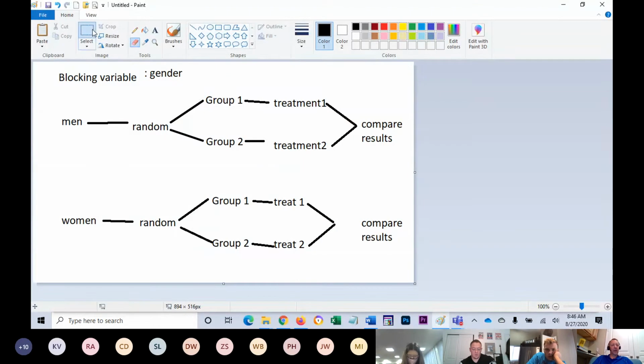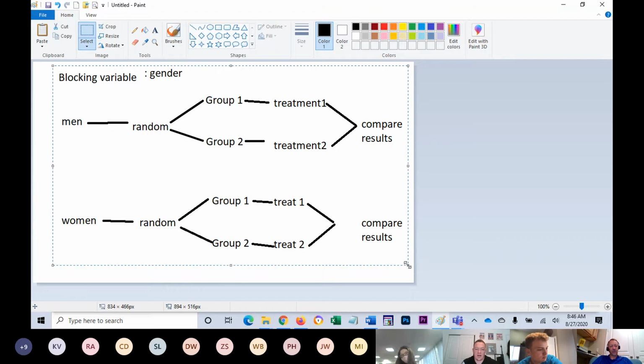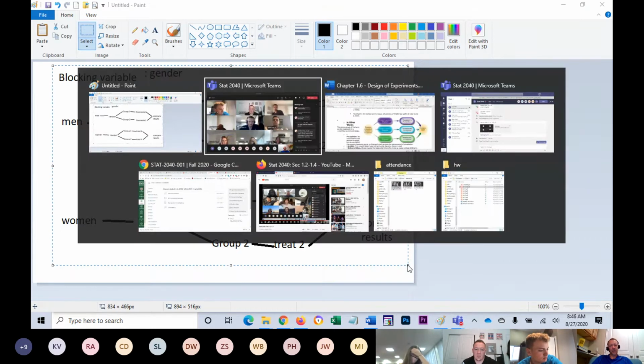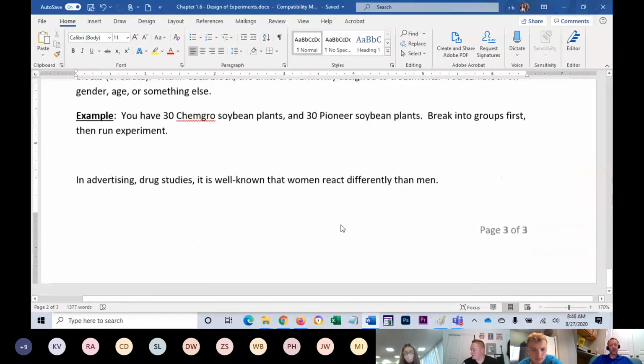Okay. So are you saying like, so you have the men and you have the women, you randomize the men and women into group 1 and group 2, and is that the only time that randomizing happens, it looks like?